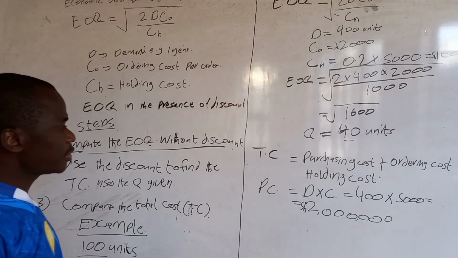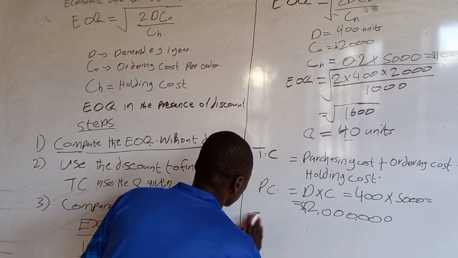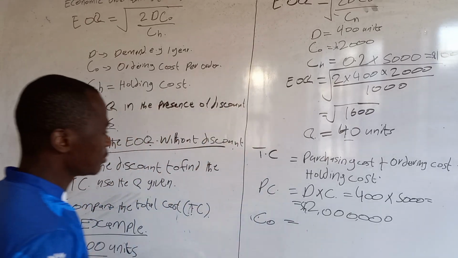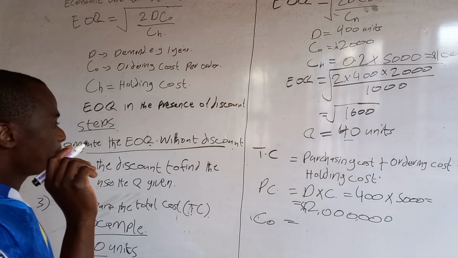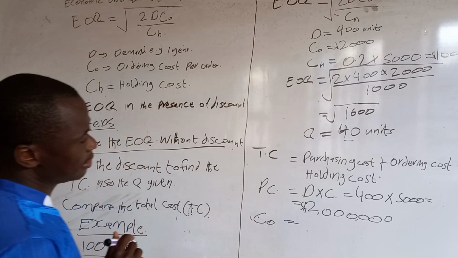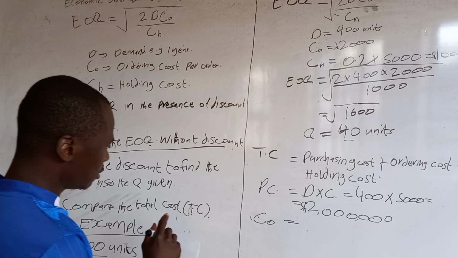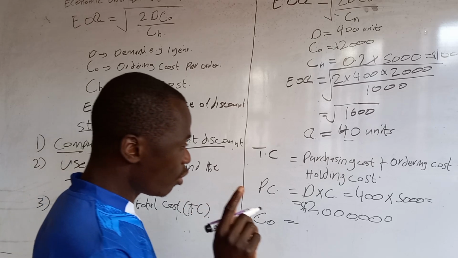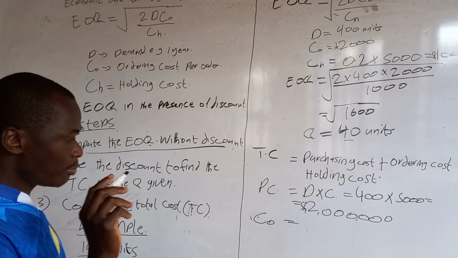Now let's go and find ordering cost. Ordering cost here is this CO. What is CO? CO will be the number of orders times cost per order. Total ordering cost would be the number of orders made times cost per order.